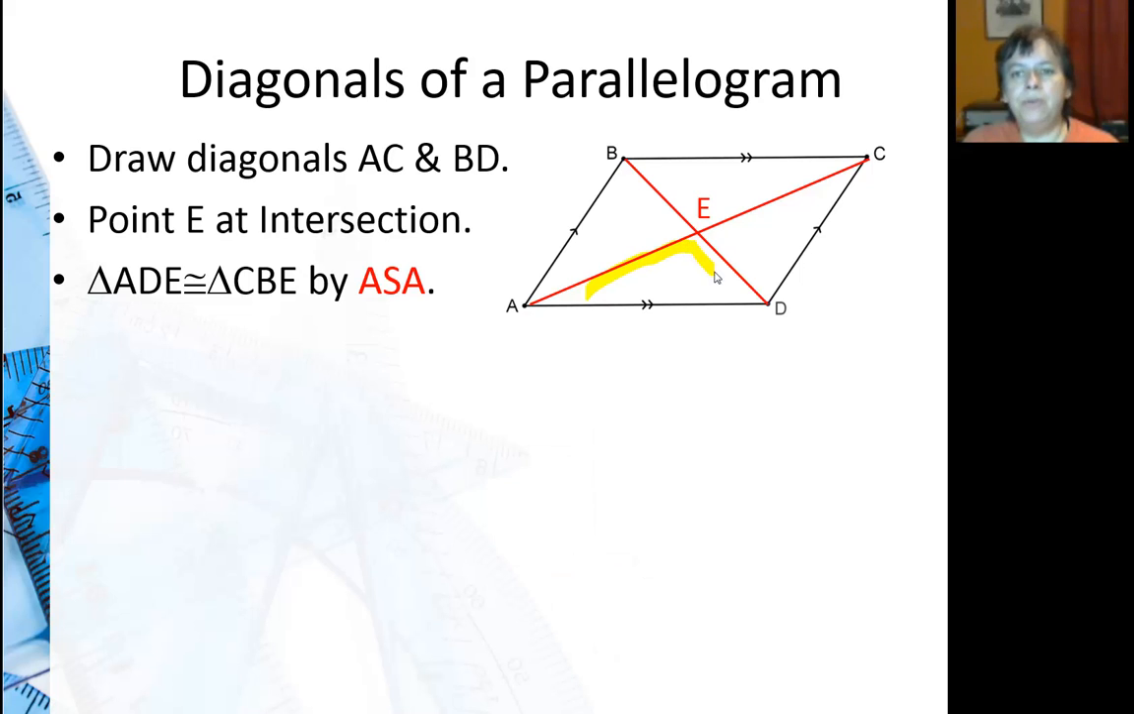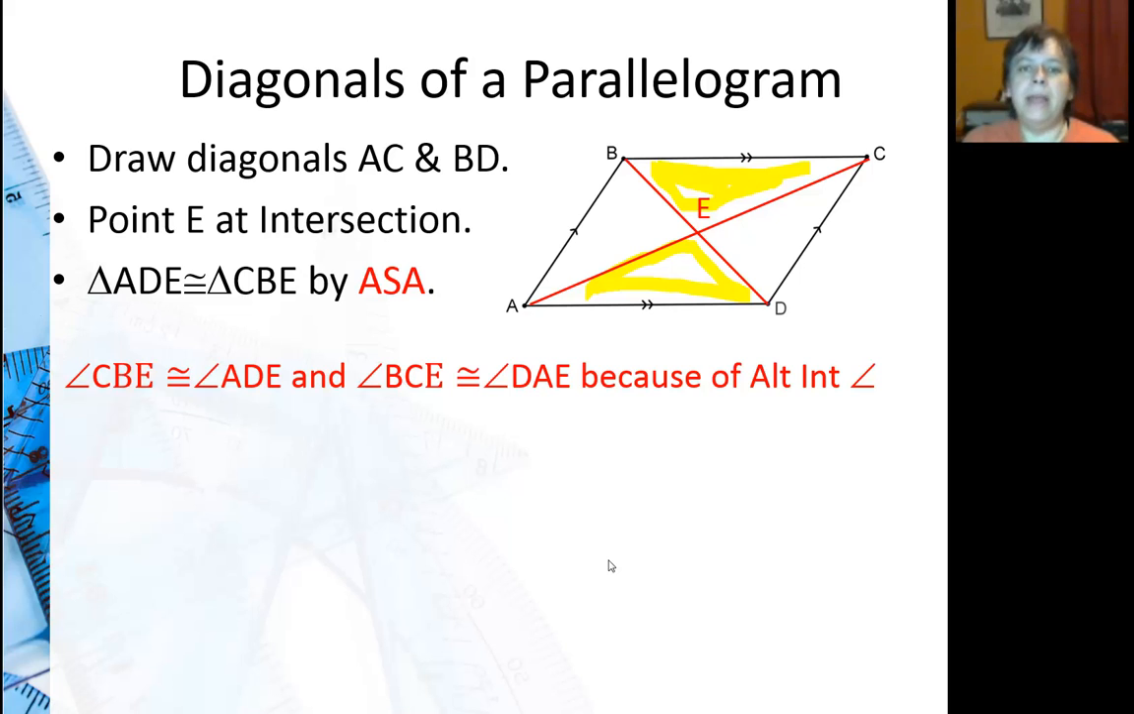So this bottom triangle right here is congruent to triangle CBE, and that's the top triangle right there, by angle side angle. Now how do I know that? Well, first of all, I know that angles CBE and ADE are congruent because they're alternate interior angles. And I also know that BCE and DAE are congruent also because of alternate interior angles.